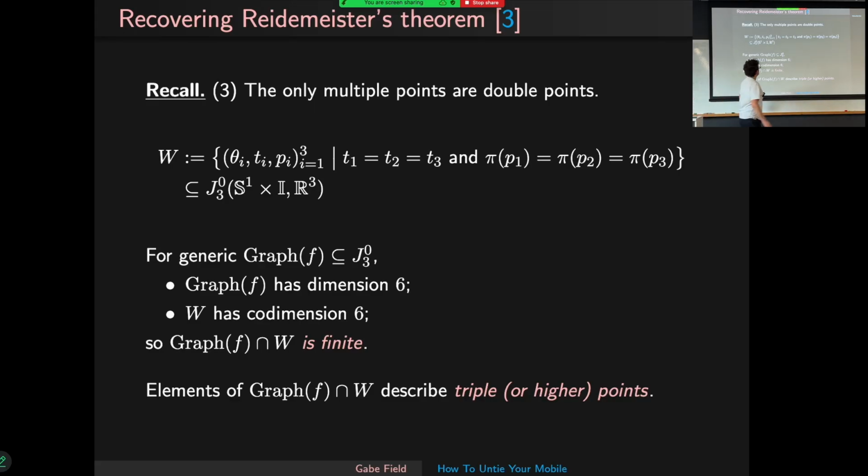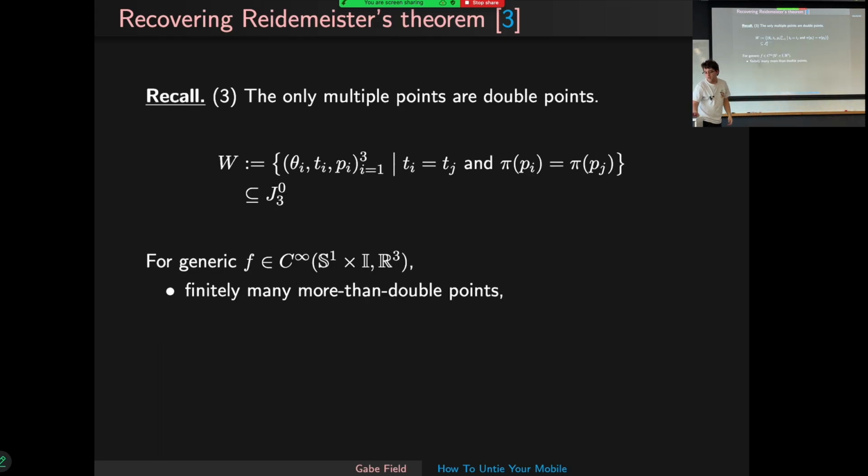That was the whole construction. So points in the output that project to the same. Okay. So this is what we have. Finitely many more than double points.